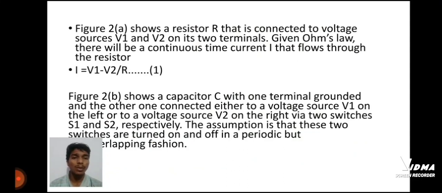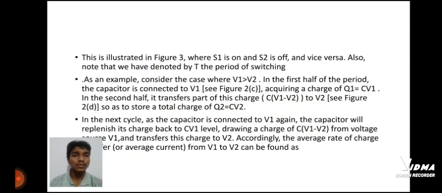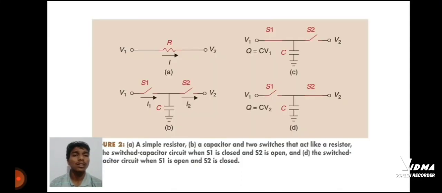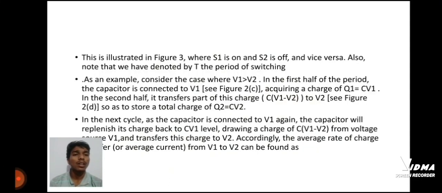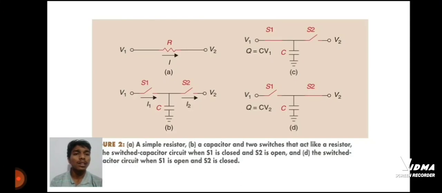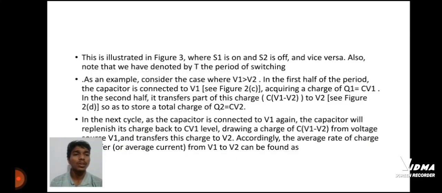In non-overlapping fashion, this is illustrated in figure C, where S1 is on and S2 is off and vice versa. Also note that we denote by T the period of switching. If S1 is off and S2 is on, and in the D section here S1 is on and S2 is off. Let us take an example, consider the case where V1 is greater than V2.